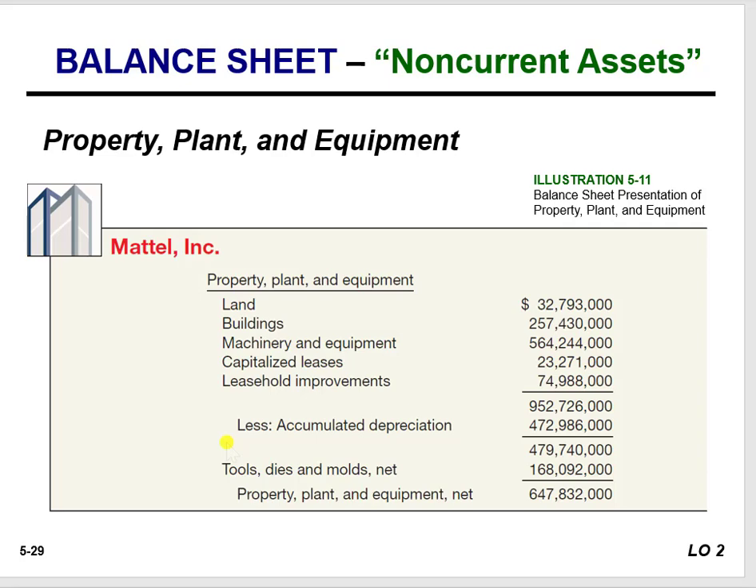So another example of property, plant, and equipment, we have listed land, building, machinery, capital leases, leasehold improvements, less your accumulated depreciation, tools, dies, and molds, and it gives you a total property, plant, and equipment net of depreciation.